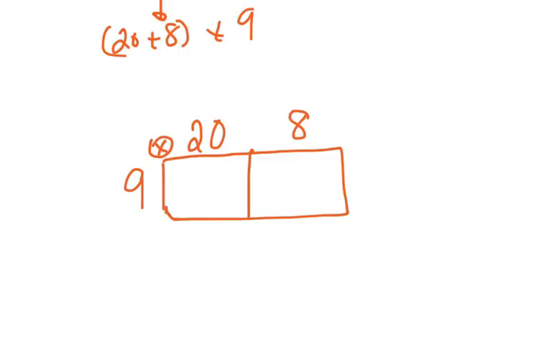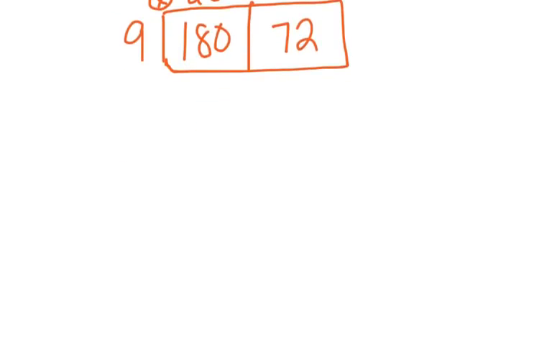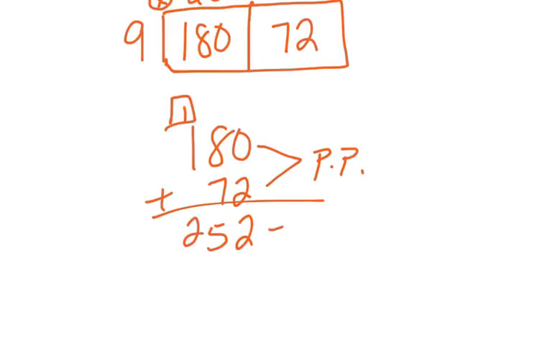Right there in the corner is where we're going to be multiplying. We're going to do 9 times 20, which is 180, and then 9 times 8, which is 72. Those are your partial products. So then you add 180 and 72. Then you add your partial products to get a final product of 2, regroup there, of 252, and that's your final product.